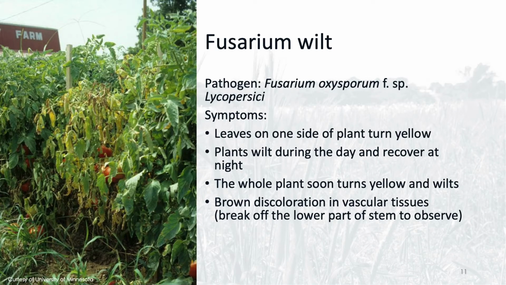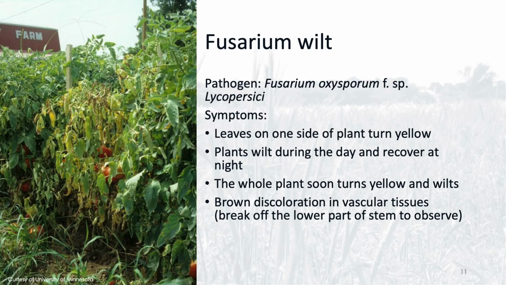Another disease is called Fusarium wilt, and this disease is caused by Fusarium oxysporum, forma specialis lycopersici. The first symptom, as you see in the picture, is that one side of the plant will wilt or show yellowing first.